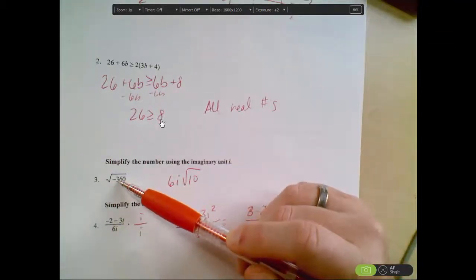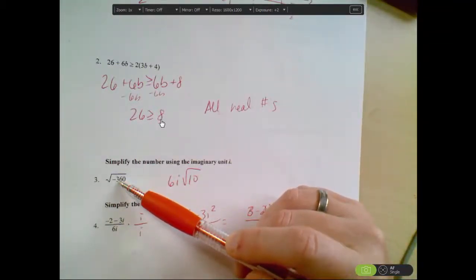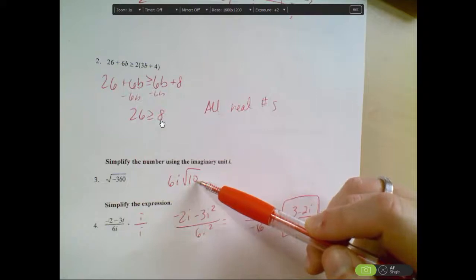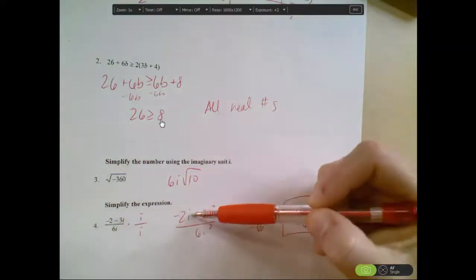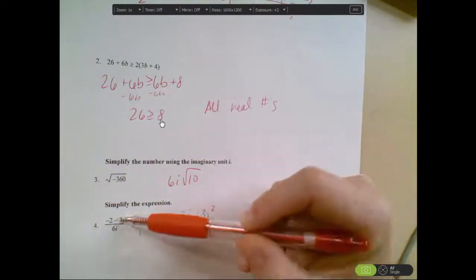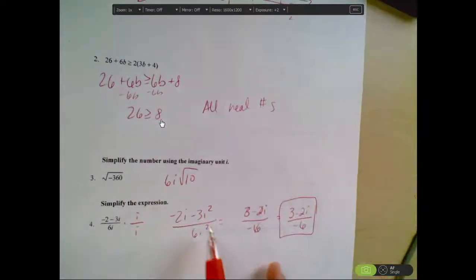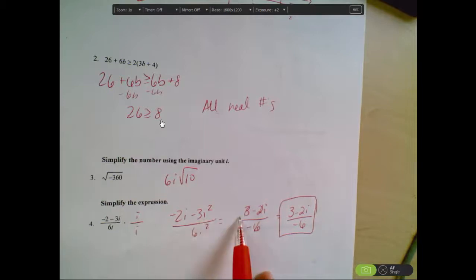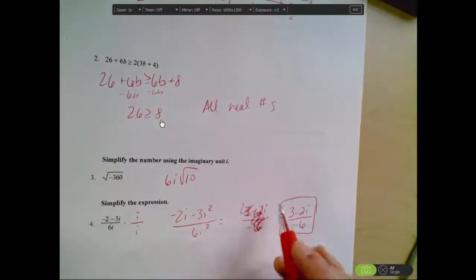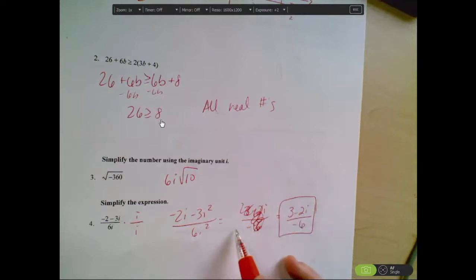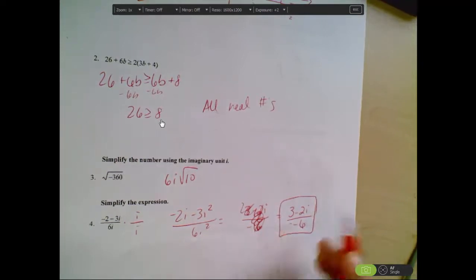Negative under a square root means you need i, so it reduces down into 6i root 10. When you have an i in the bottom, you're going to multiply by i over i. So you have to distribute the i. Negative 2 times i, negative 3i times i. Remember, i squared is negative 1, so this becomes a positive 3. I tried to cancel, but you can't because there's nothing they all have in common. Positive 3 minus 2i, and again, 6 times i squared is negative 6.